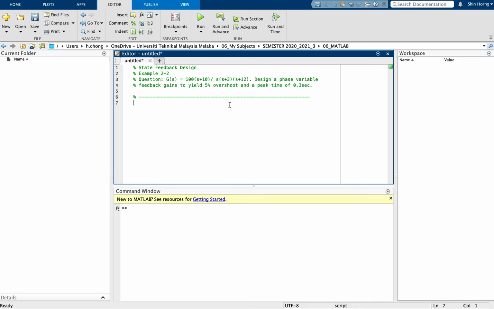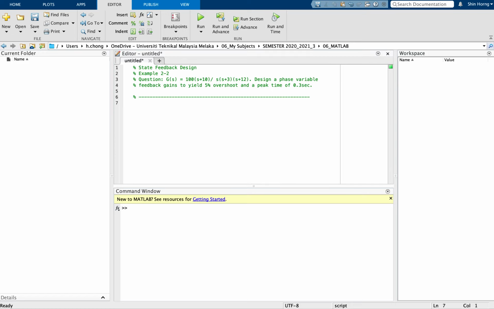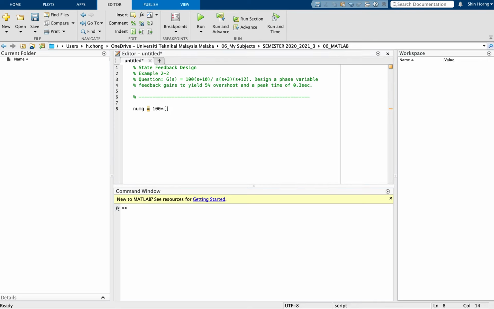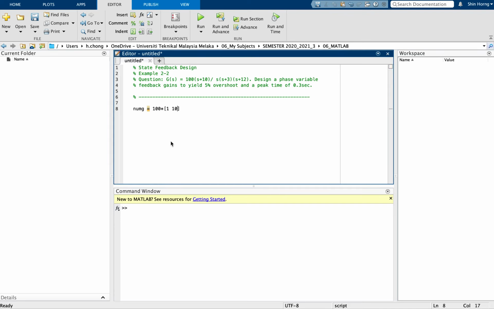First of all, let us get the matrices, and the state space must be in the phase variable state space. Okay, so let's type these equations. We have 100 multiplied with our system, sorry, we have 100 times (s plus 10), right? So we have the 100, then this one is the 1, and this one is the 10.